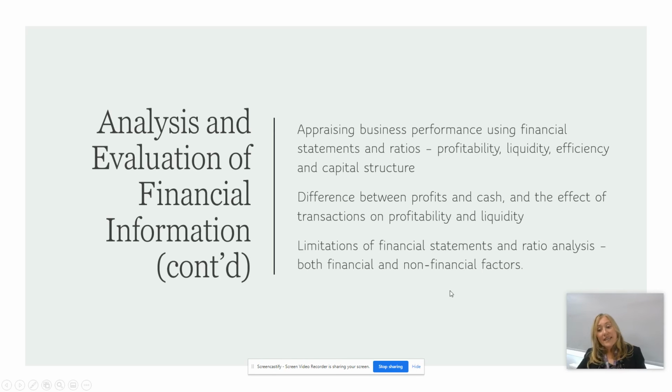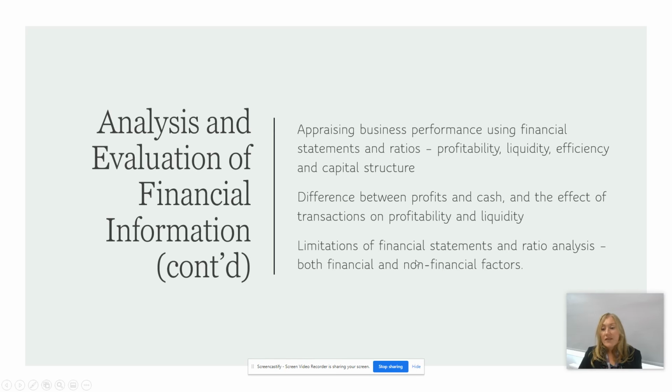We need to understand the limitations of financial statements and ratio analysis. So the fact that the financial statements are prepared at the year end. So anything on the statement of financial position is just a snapshot of what the balance was at that date. So that may not be typical. Companies can often window dress. They'll make a concerted effort to collect money from receivables and pay it to payables at the year end.